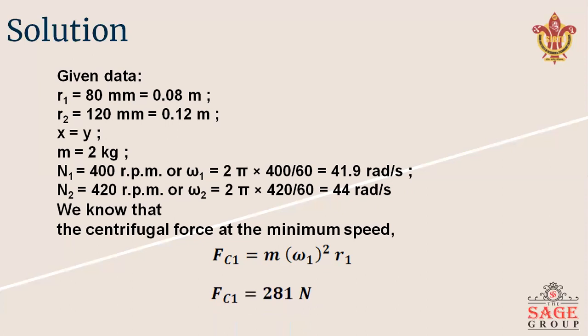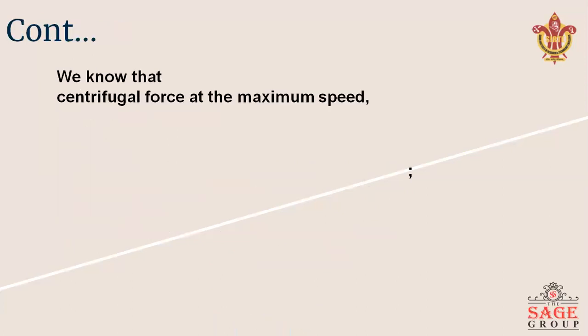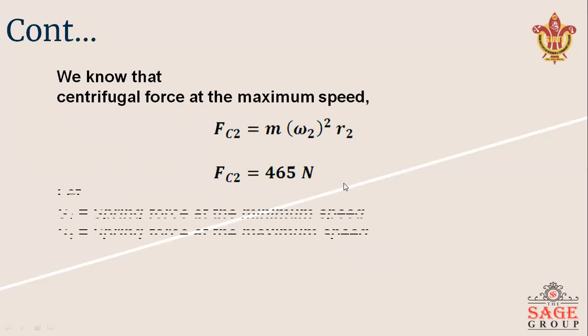Similarly, the centrifugal force at the maximum radius is Fc2 equal to m omega2 square r2. Substitute the values of small m, omega2 and r2, and we will have Fc2 equal to 465 Newton.